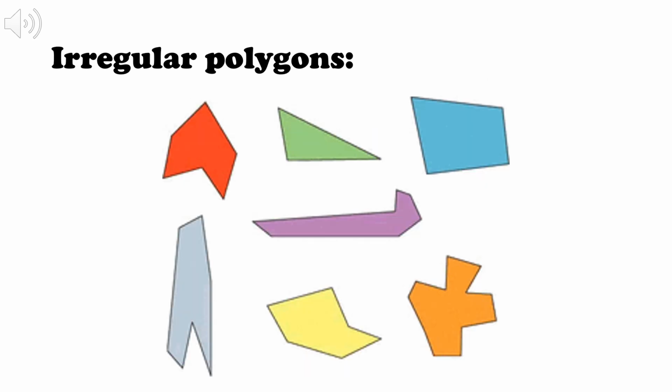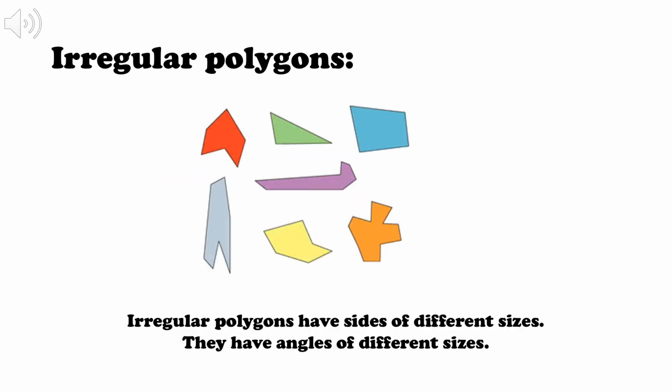On the screen in front of you, you will see some irregular polygons. I want you to pause the video for a minute and think about how these irregular polygons are different from the polygons that you saw on the previous slide. So remember, the regular polygons all have sides that are equal and angles that are equal. But if you look at the irregular polygons, you'll notice that the sides are of different sizes and the angles are of different sizes.